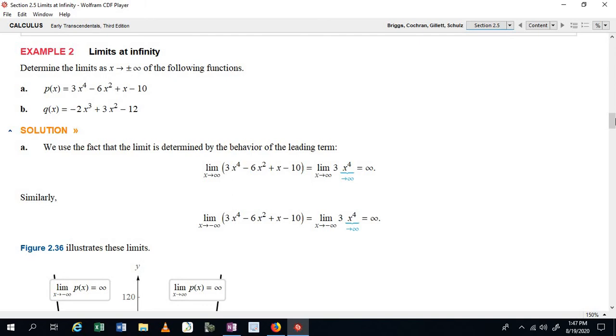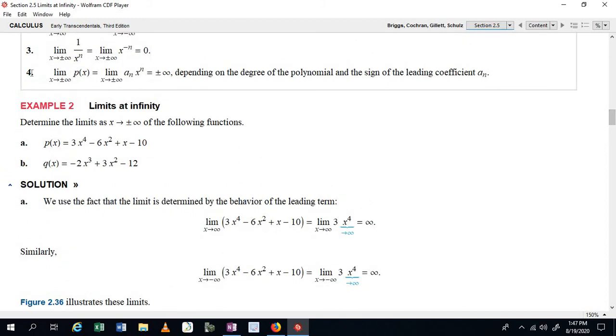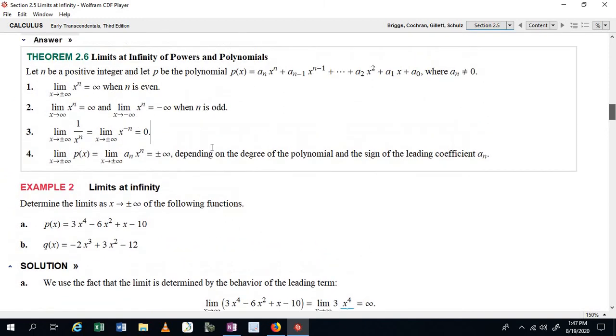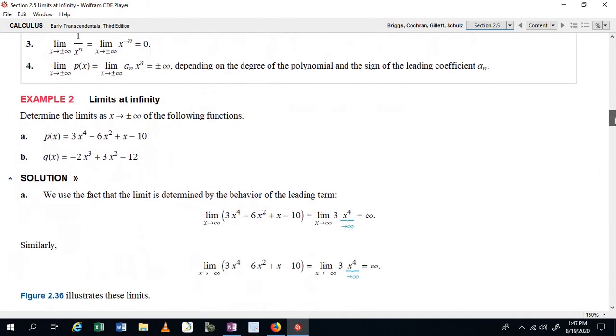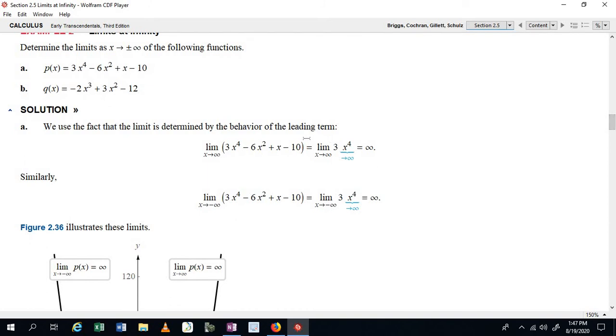Well, according to the fourth part of the previous theorem, we just need to look at the leading term. The leading term dominates. Okay, so let's just look at the limit of 3x to the fourth power as x heads towards infinity. I think you can see as x gets larger and larger, x to the fourth is just going to get larger and larger. And then when you multiply that by a positive 3, it's still going to continue to just get larger and larger. So this would head towards infinity.